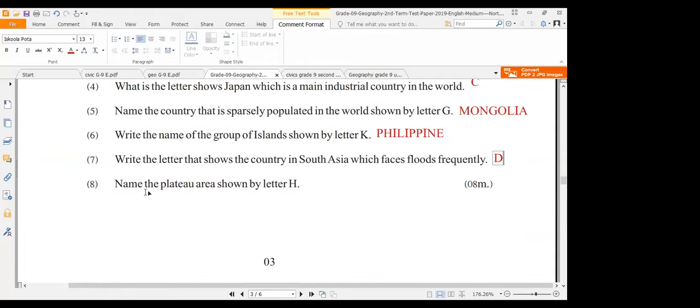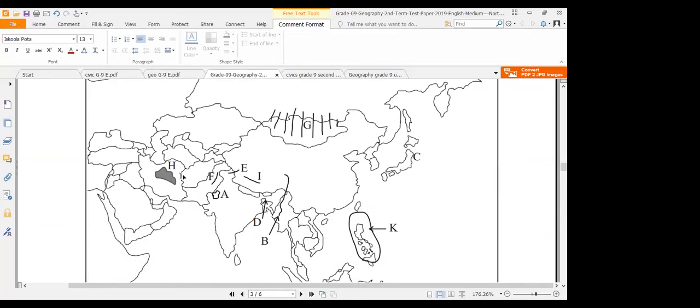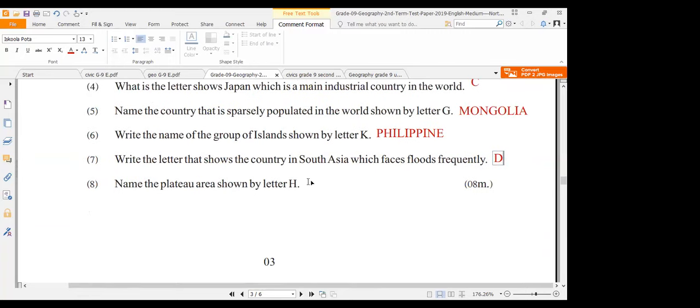Next one. Name the plateau shown by letter H. Iran plateau. Iran plateau, yes. Iranian plateau also correct. Iran plateau.